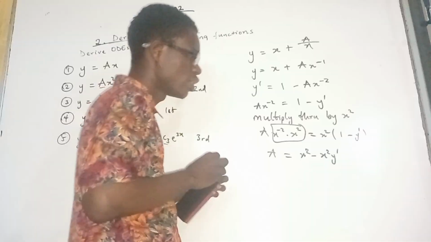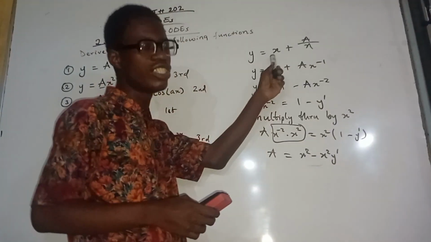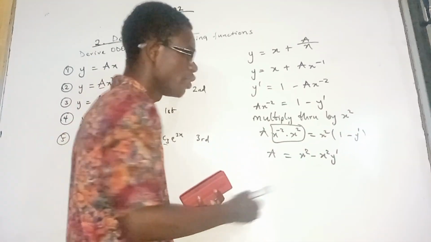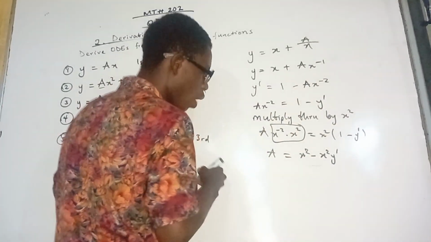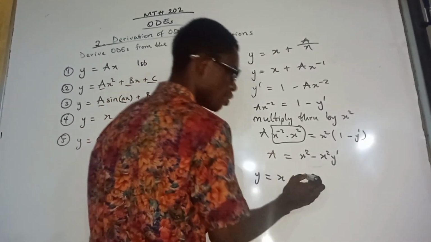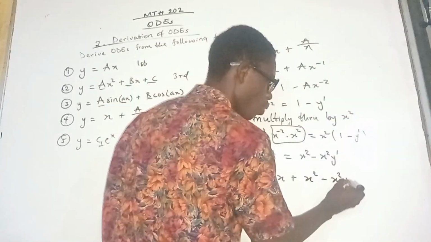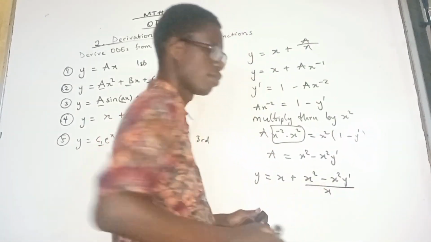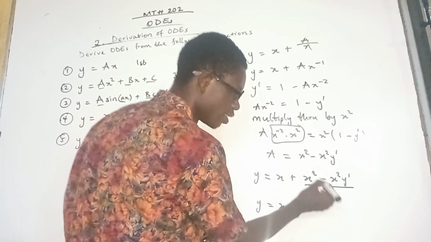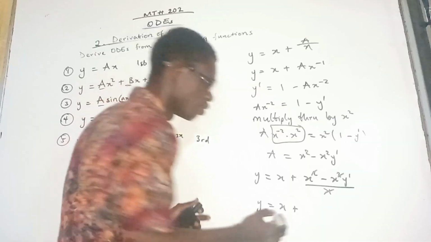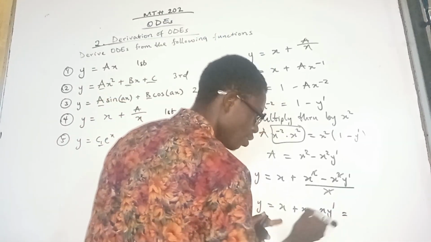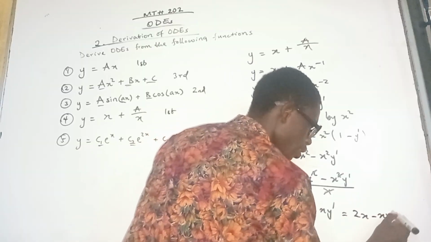Now, what I am using this for is so I can substitute into the original equation, the original function, so as to eliminate a. If I bring this into the original function, I have y equals x plus, instead of writing a, I write all this, x squared minus x squared y prime over x. I can now simplify this into y equals x plus, x can easily cancel the squares on top, plus x minus xy prime. So this is the same thing as writing 2x minus xy prime.